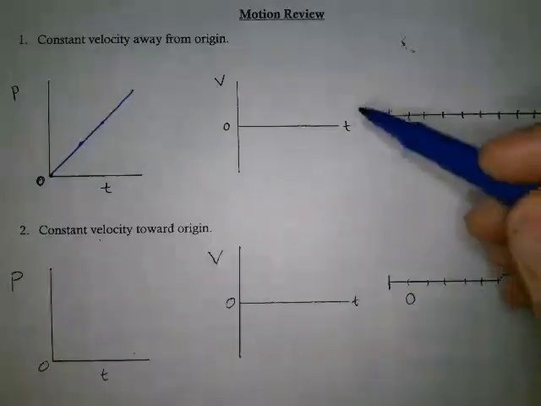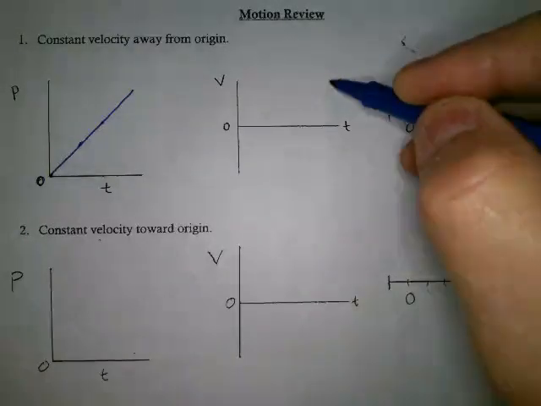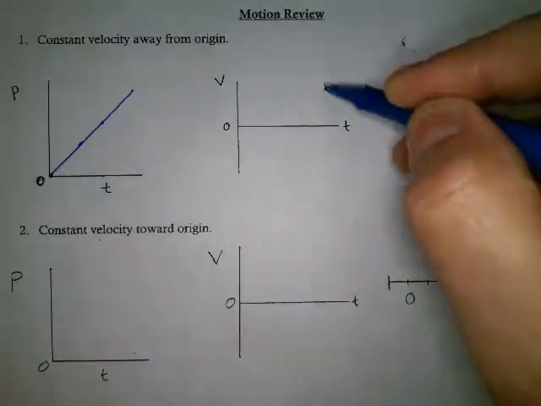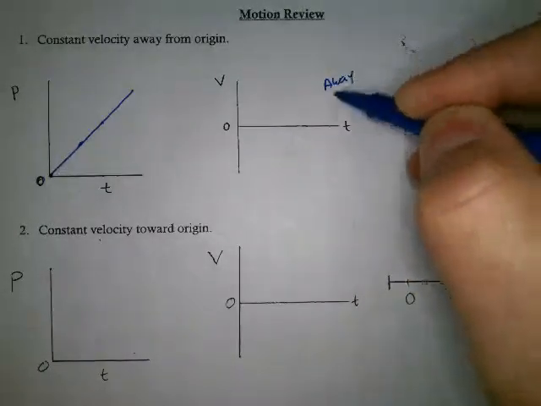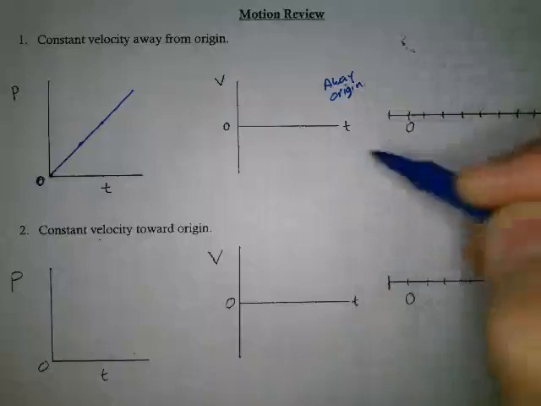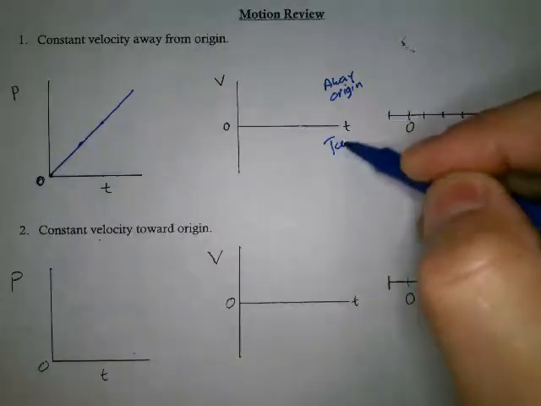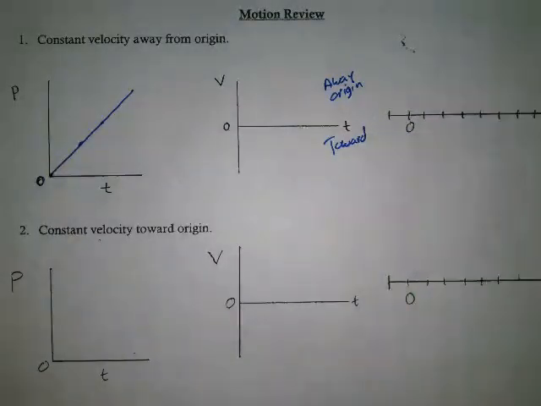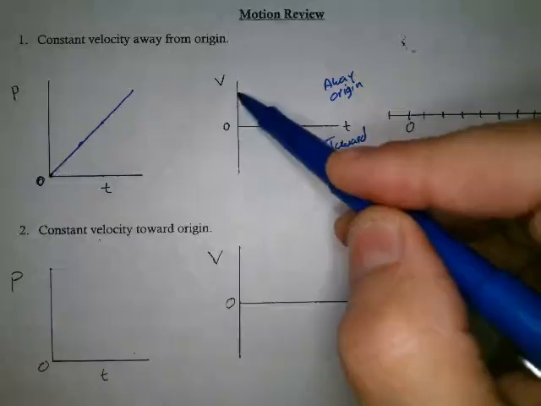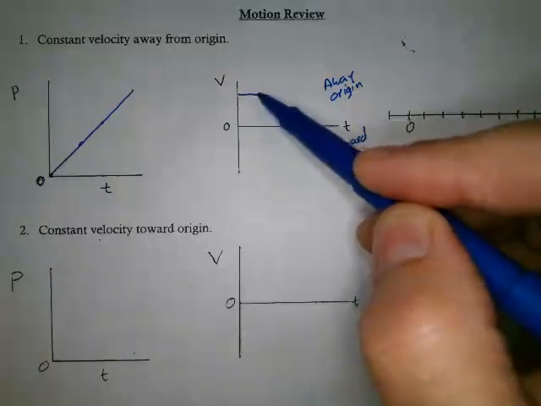When we come to the velocity time graph, we have to remember that up here above the 0 velocity line is away from the origin by convention, and down below is towards the origin. We just have to sort of memorize that one. This one is moving away from the origin, so it has to be up here. It's constant velocity, so it's going to be a straight line.